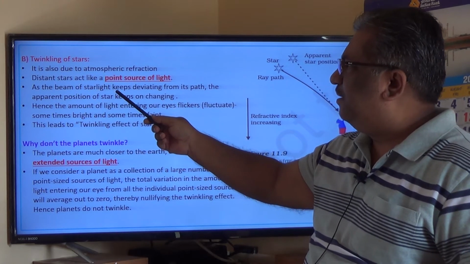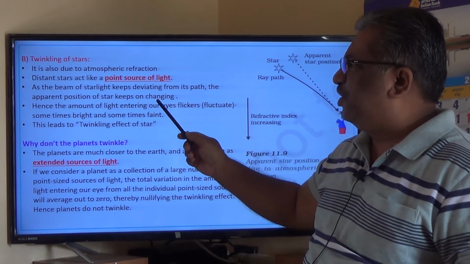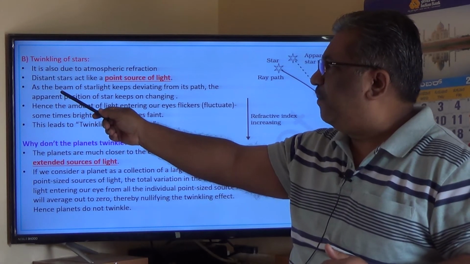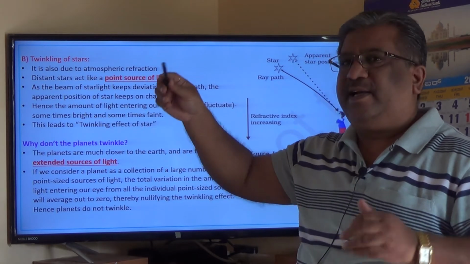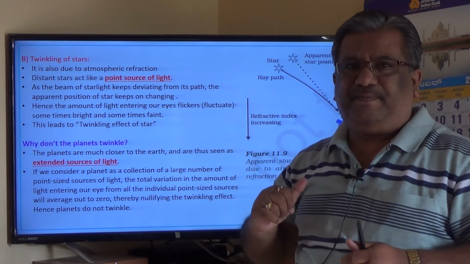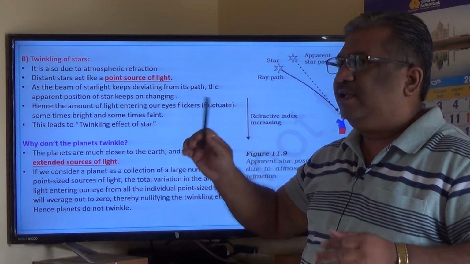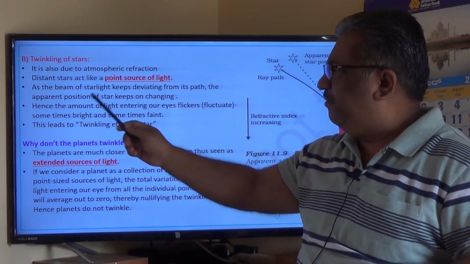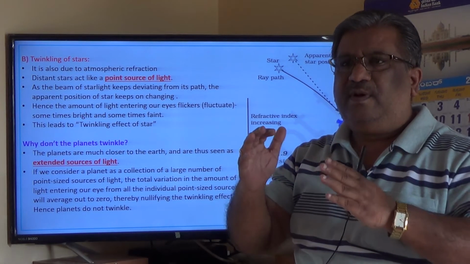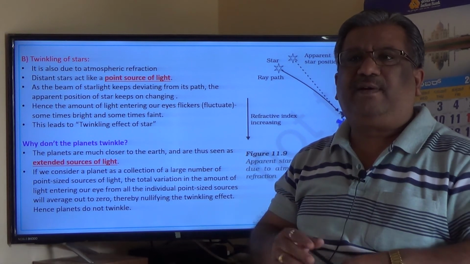As the beam of starlight keeps deviating from its path, the apparent position of the stars keeps on changing. Even the apparent position of the star is not constant. Why, you know? See, due to atmospheric refraction, when a beam of starlight enters into the atmosphere, its path continuously deviates, and therefore even the apparent position of the star keeps on slightly changing. Therefore, the amount of light that enters into our eyes flickers, meaning varies. That gives the twinkling effect of stars.